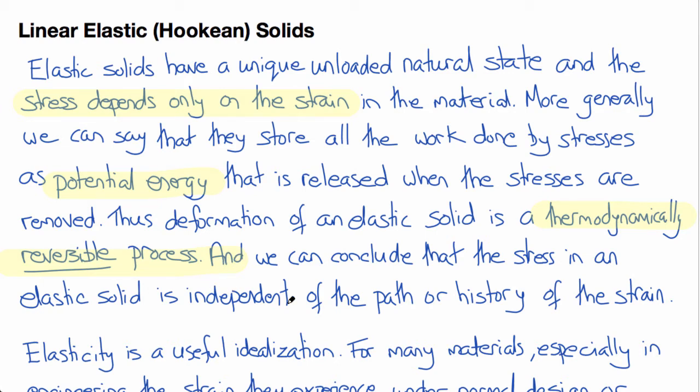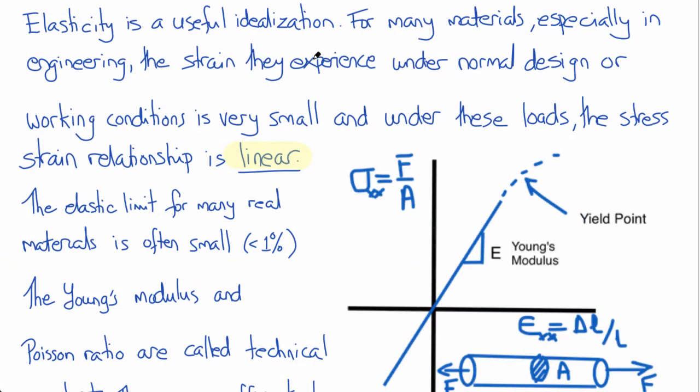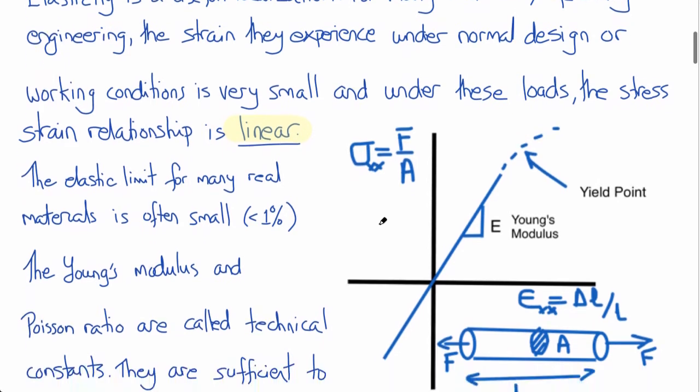Elasticity is a very useful idealization. For many materials, especially engineering materials, the strains that they experience under normal design or working conditions are very low. And so under these loads, the stress-strain relationship is linear, and we can use the Cauchy infinitesimal strain.